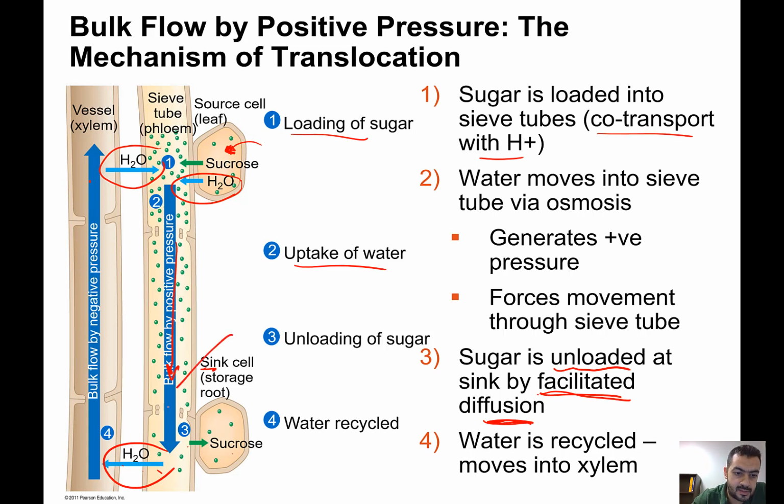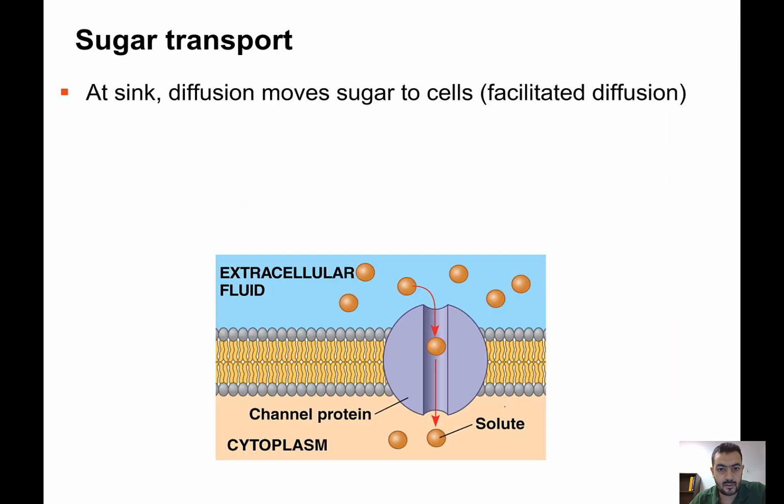To finish this video I will just zoom in to show you this step and how facilitated diffusion is used to transport the sucrose to the sink cell. As we mentioned, sucrose is a sugar. It is not a hydrophobic molecule. It cannot pass through the membranes by simple diffusion. So what we need is facilitated diffusion.